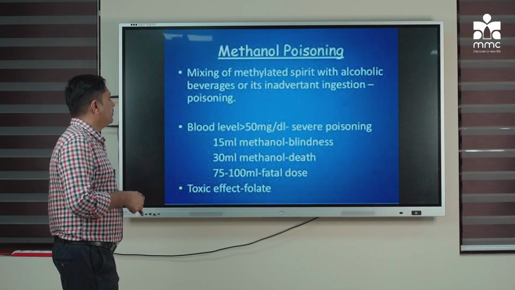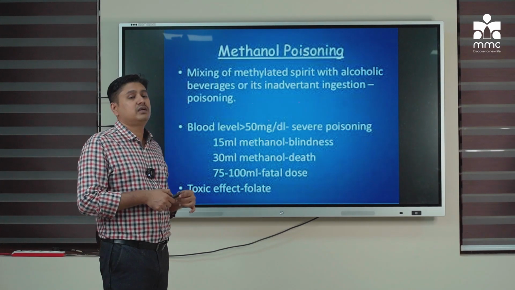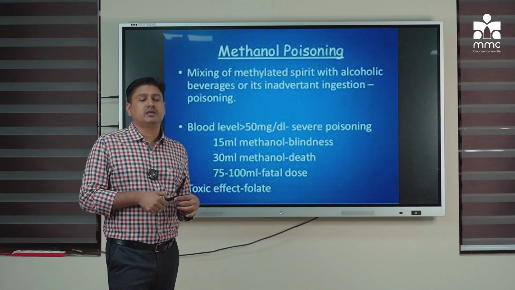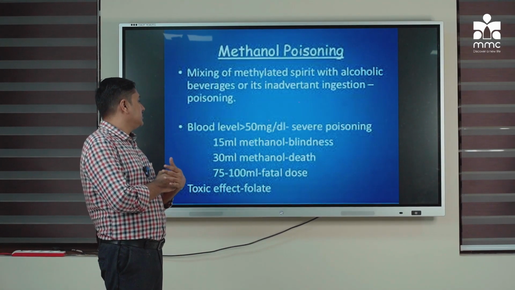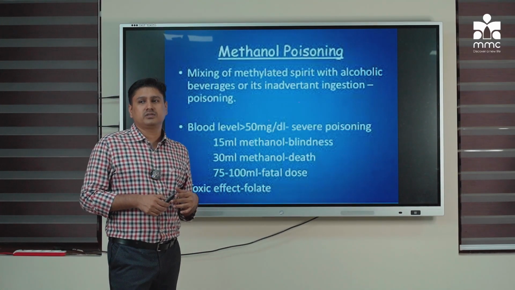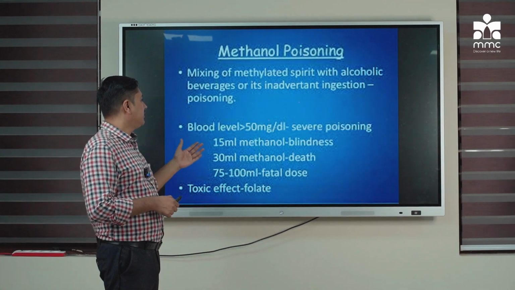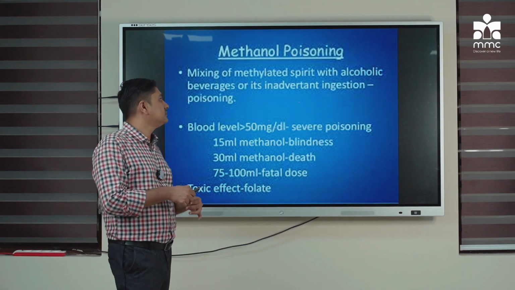So in case of methanol poisoning, this is very common in rural areas where patients will accidentally or for a suicidal purpose consume methylated spirit, which is nothing but methanol. If the patient consumes 15 ml, it may lead to blindness. If the level increases to 30 ml, the patient may go for death. A blood level of more than 50 milligram per deciliter indicates severe poisoning.